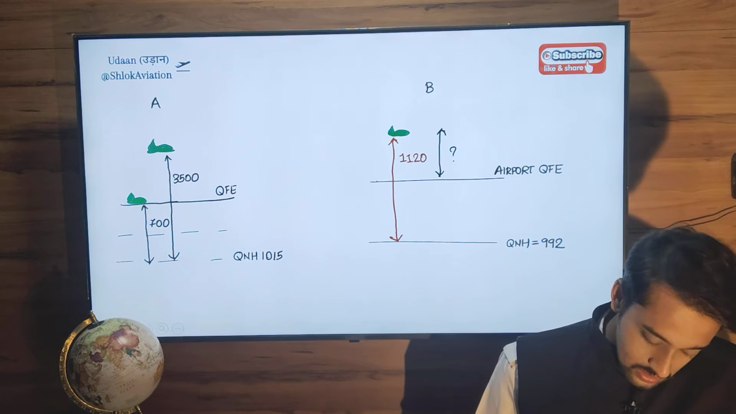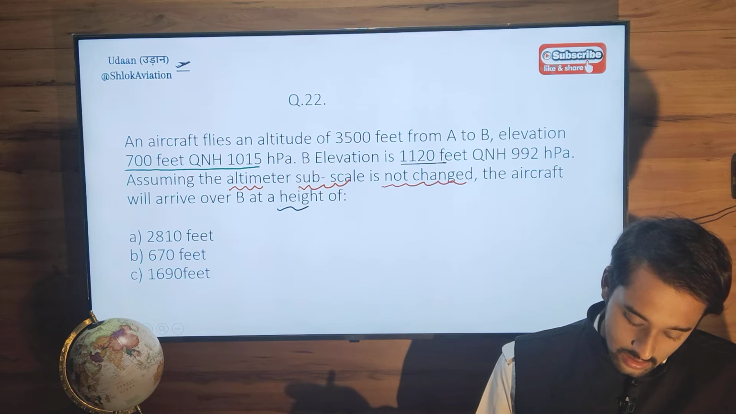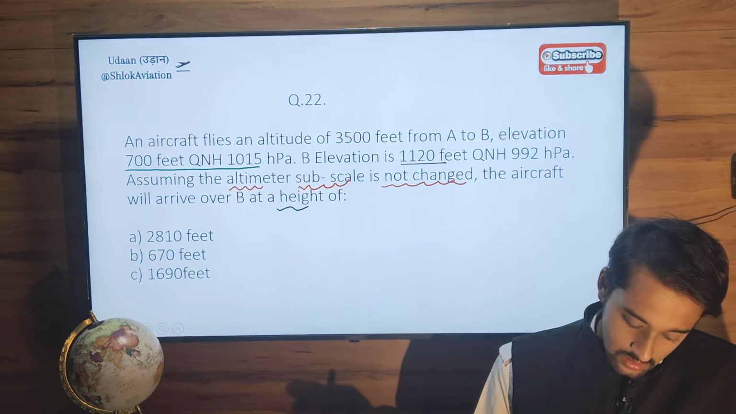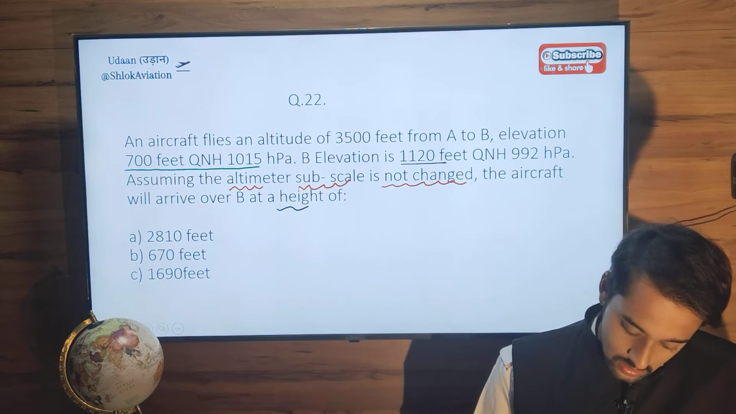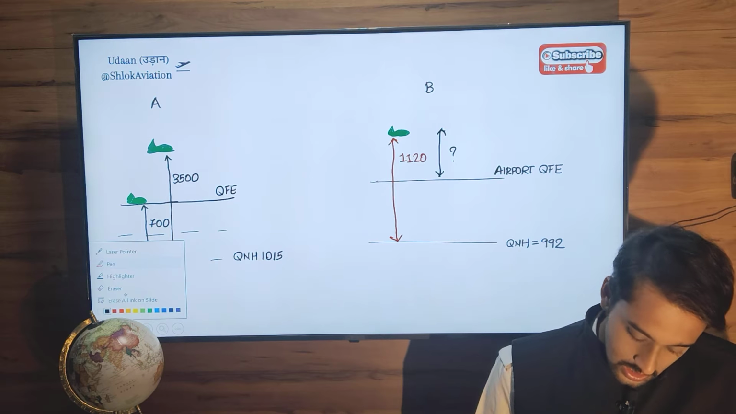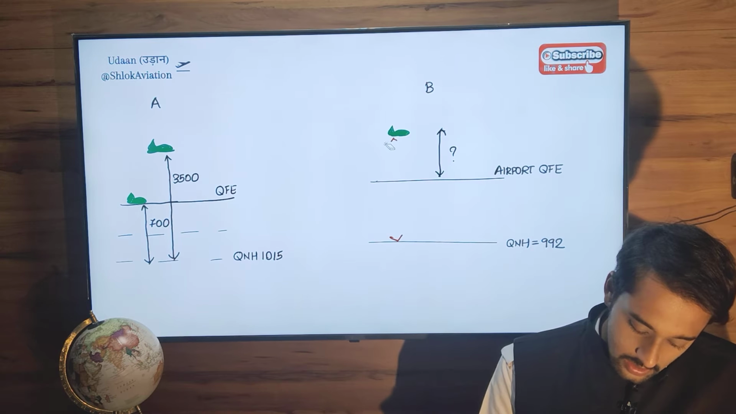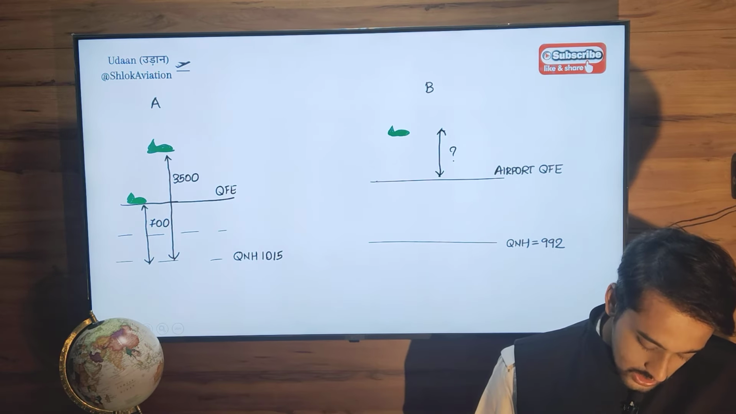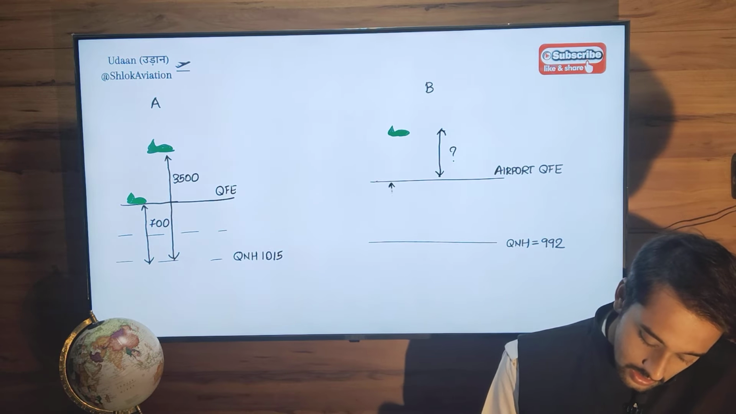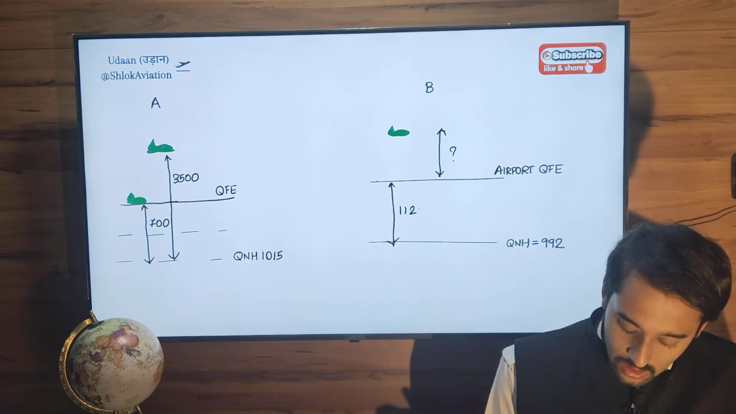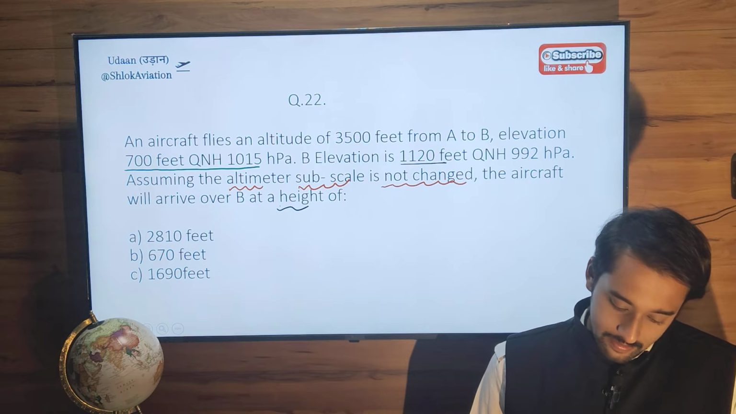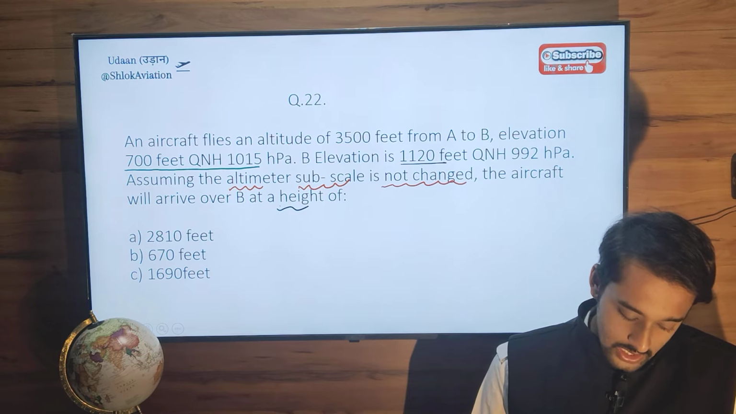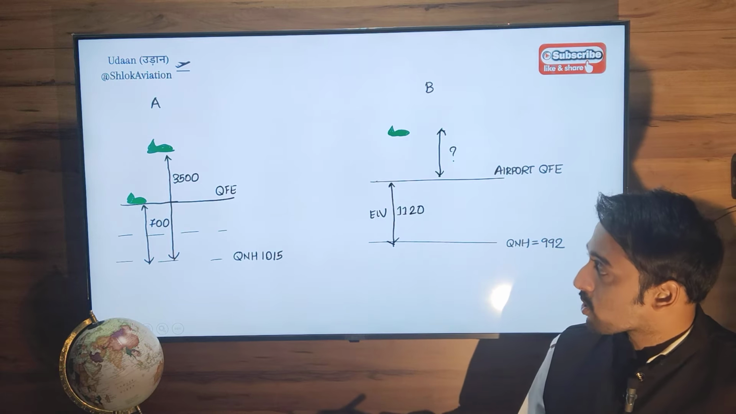So, this is wrong actually. Elevation is 1120 and QNH is 992. That's fine. Okay. So look at this problem.